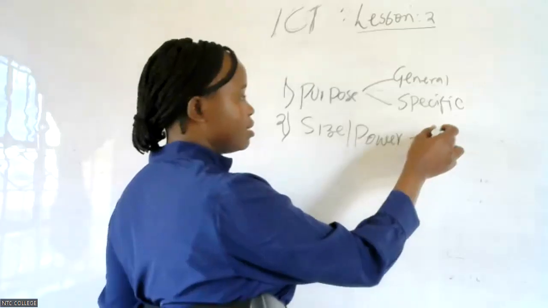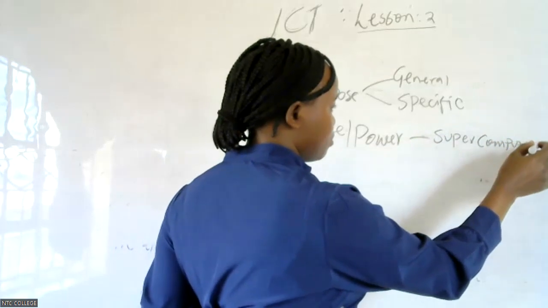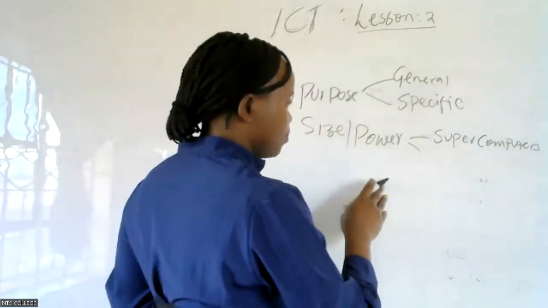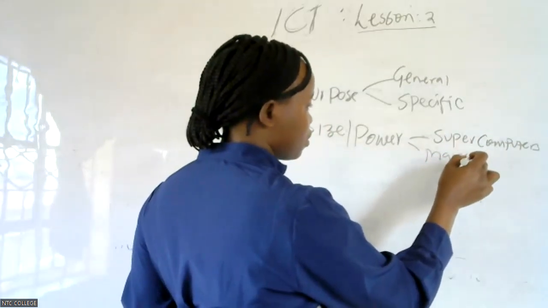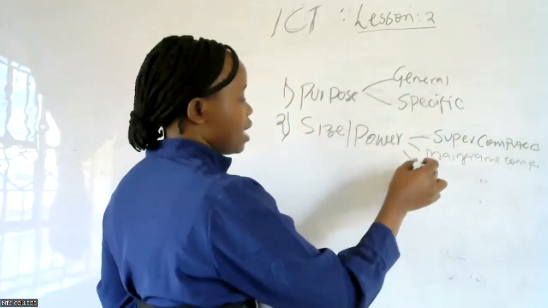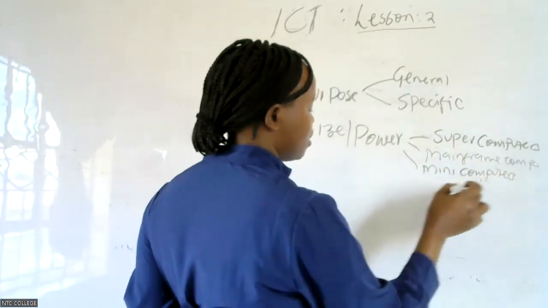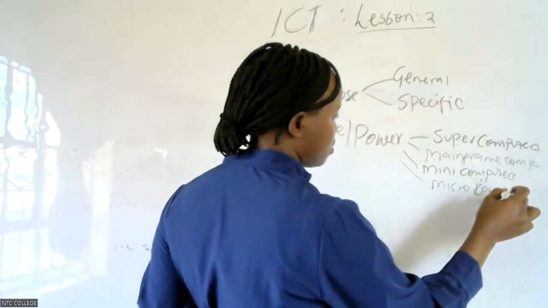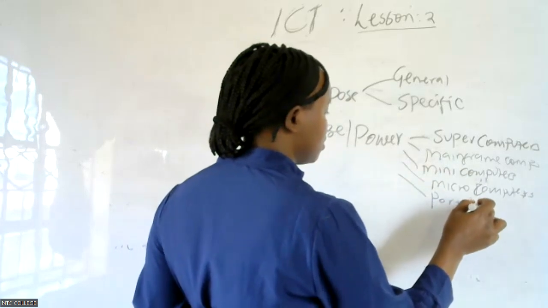We have the very first size and power. We have the supercomputers, very big machines, powerful, very high in terms of speed, etc. We have the supercomputers. We have the mainframe computers, moderately. We have the mini computers. We have the microcomputers. Then we have the portable computers.